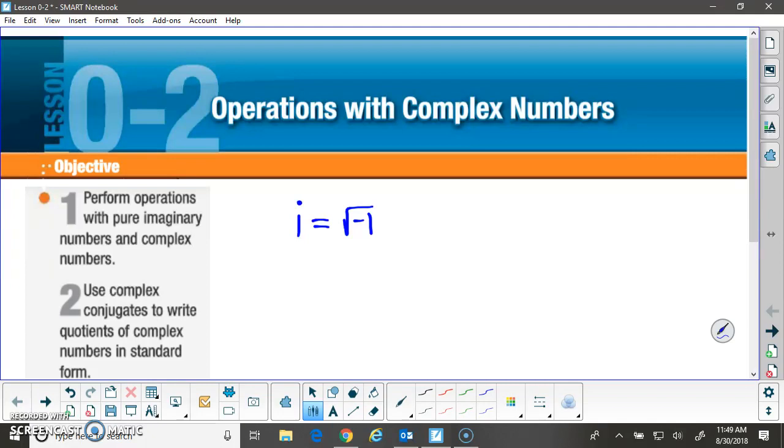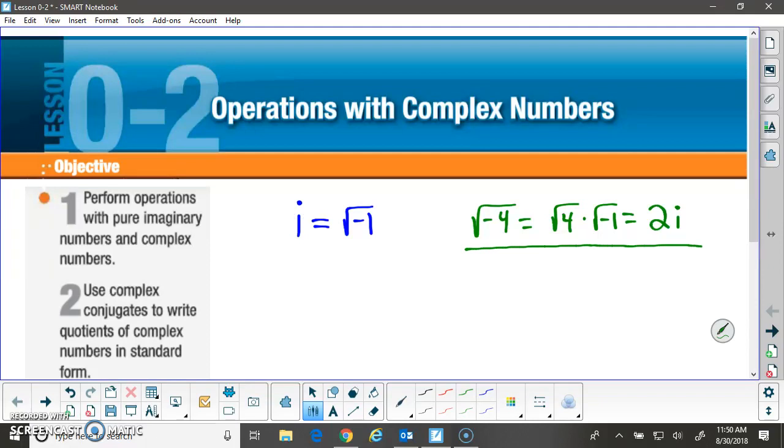For instance, if I were to give you the square root of negative 4, that could be broken down into the square root of 4 times the square root of negative 1, which could be broken down further into 2i. Okay, so the square root of negative 4 simplifies into 2i.